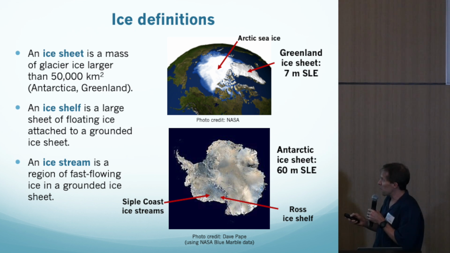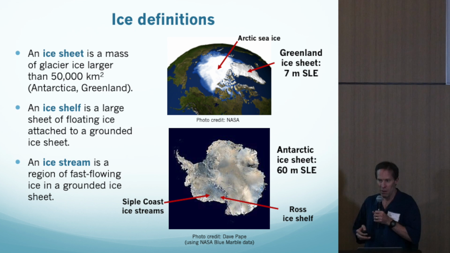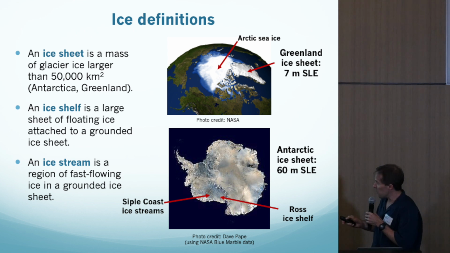The Antarctic ice sheet is much bigger. It has almost 10 times as much ice as the Greenland ice sheet. Within an ice sheet, you have regions of floating ice. Most of the ice is grounded, but this is the Ross ice shelf and this is the Ronne-Filchner ice shelf, which are both floating in the ocean.